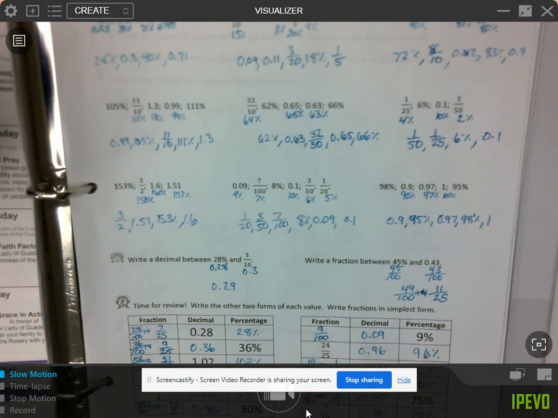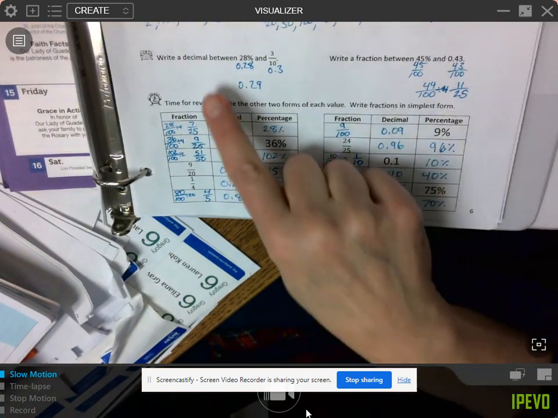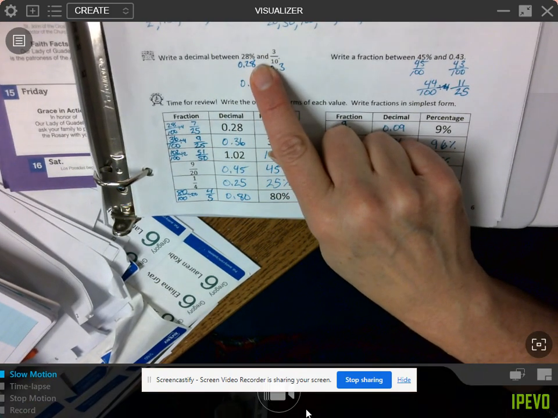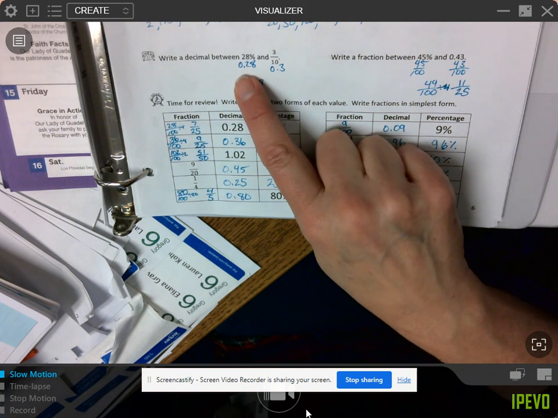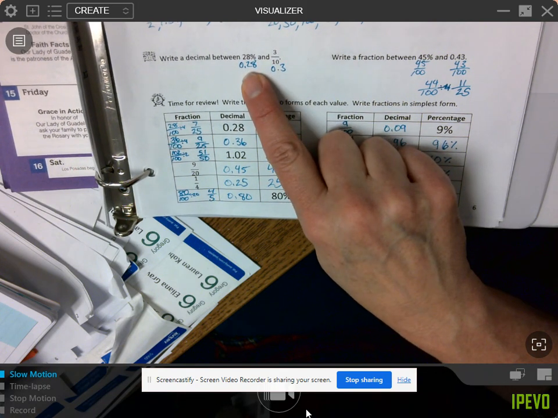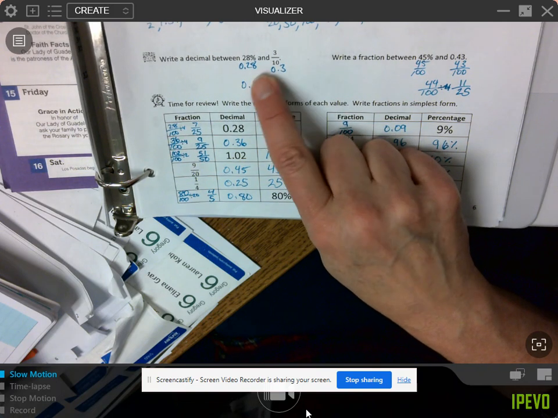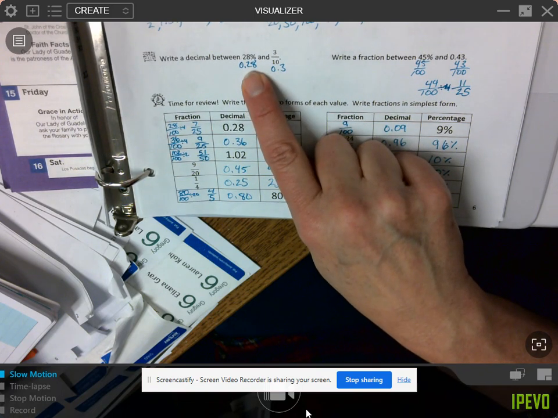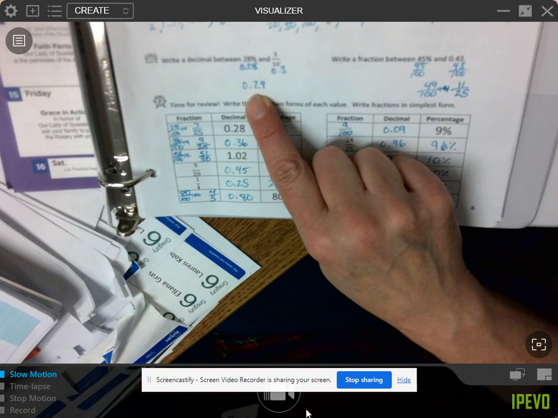All right, let's look at, write a decimal between 28% and 3/10. What I did was I turned 28% into 0.28. 3/10 is 0.3. What is a decimal between 0.28 and 0.3? 0.29 is in the middle there.